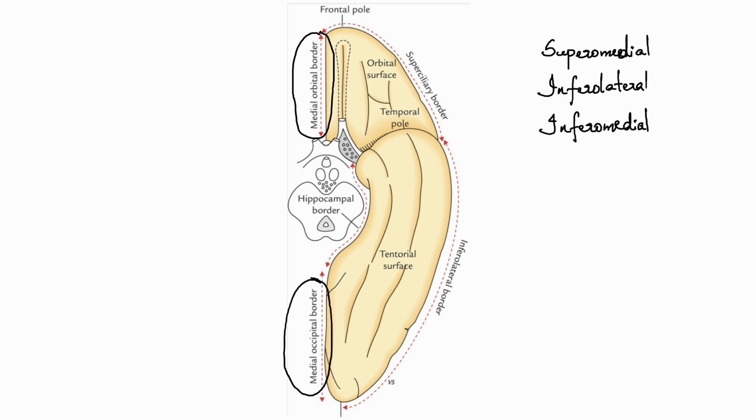The orbital part of the inferolateral border is called the superciliary border. Basically, the superolateral surface is separated from the medial surface by superomedial border. Superolateral surface is separated from the inferior surface by inferolateral border. The medial surface is separated from the inferior surface by inferomedial border.